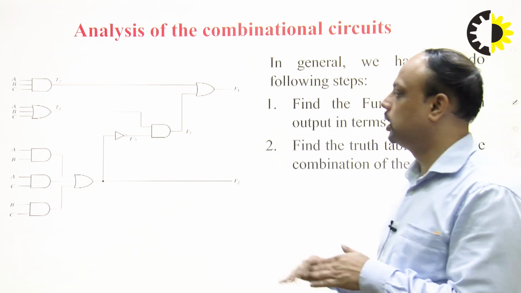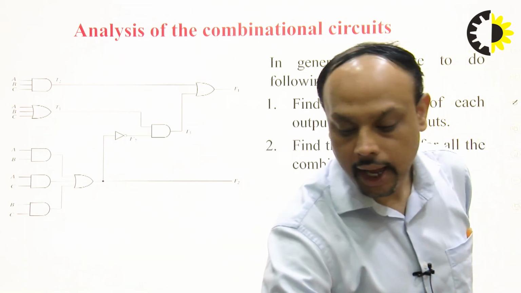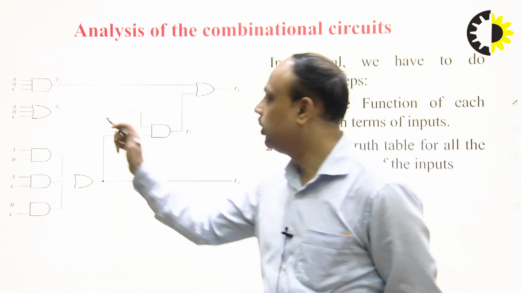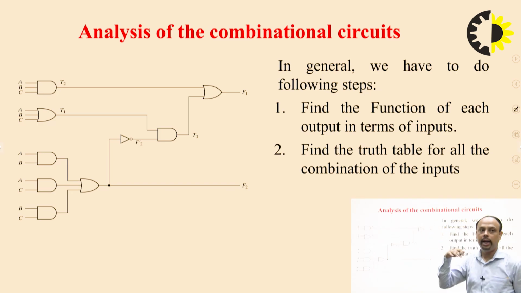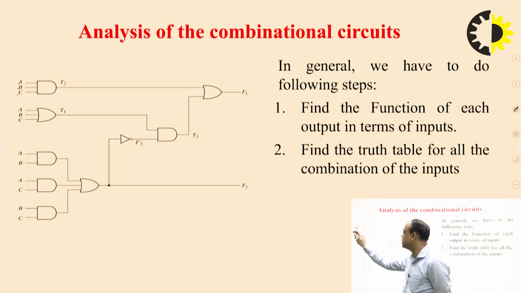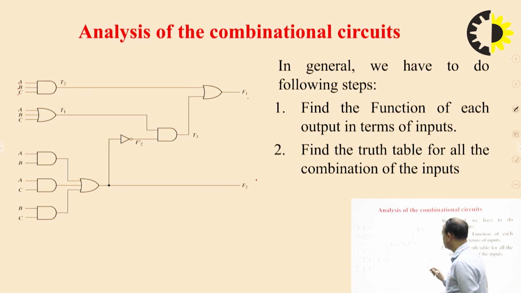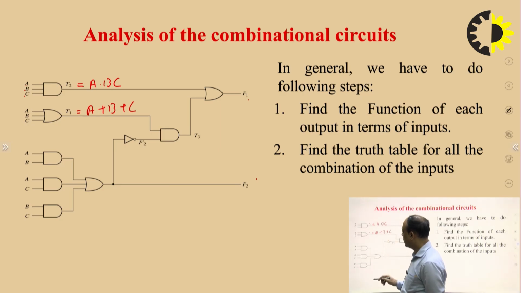So, this is a combinational circuit which we have to analyze. With the help of these input variables, we can find the function of the output and finally find out the table. In this case, we have the input variables A, B and C and the outputs F1 and F2. So, we analyze this circuit by putting T2 equal to the AND gate of A, B and C, and T1 equal to the OR gate of A plus B plus C.